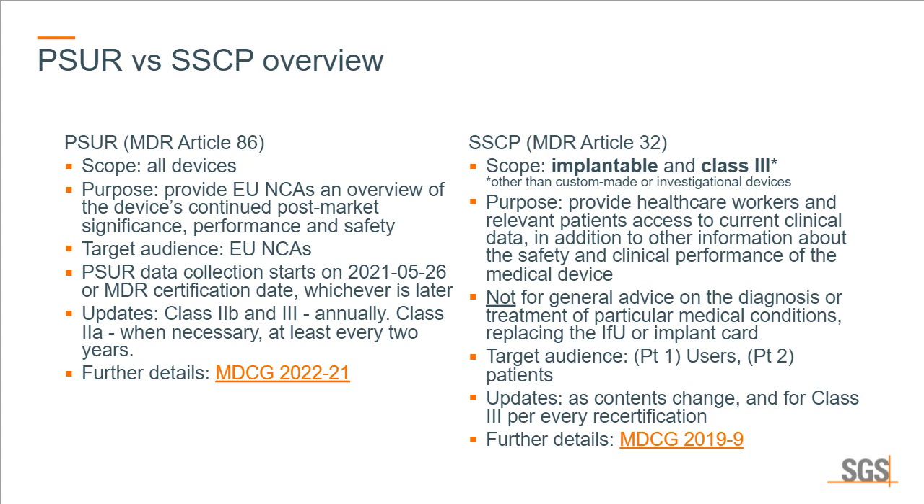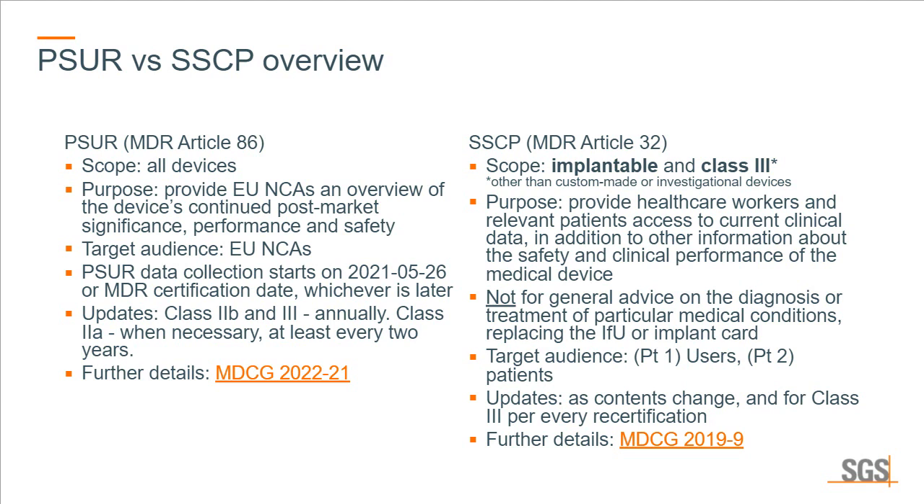The SSCP is almost like a safety data sheet for the device, generally speaking. Maybe that's the closest analogy. The scope is only implantable and class 3 devices without custom-made or investigational devices. The purpose is to provide healthcare workers and relevant parties access to current clinical data, in addition to other information about the safety and clinical performance of the medical device. It is not for general advice on the diagnosis or treatment of a particular medical condition. It is not to replace the IFU or to replace the implant card. So it's an entity on its own.